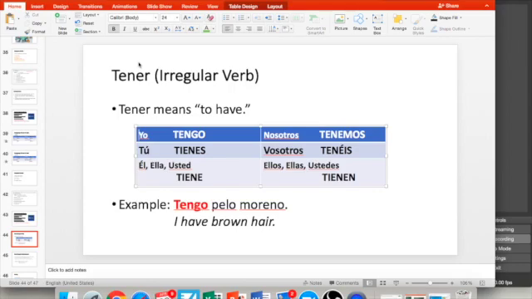So, yo tengo, I have. Tú tienes, you have. Él, ella, usted tiene, he or she has. Nosotros tenemos, we have. Vosotros tenéis, you all have. And ellos, ellas, ustedes tienen, they have, or you all have. So, for example, you can see a sentence here, tengo pelo moreno. I have brown hair. Notice we say hair brown in Spanish. The adjective comes after the noun, tengo pelo moreno. Okay, I have brown hair.